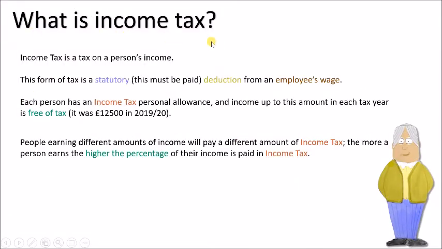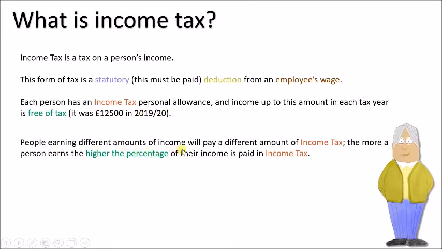What is income tax? Income tax is a tax on a person's income. That's the person that we're looking at, the customer, not the retail business. This form of tax is a statutory deduction. That statutory is key vocabulary. That means it has to be paid. And it's a deduction from an employee's wage. Each person has an income tax personal allowance, and income up to this amount in each tax year is free of tax. It was $12,500 in 2019-2020.